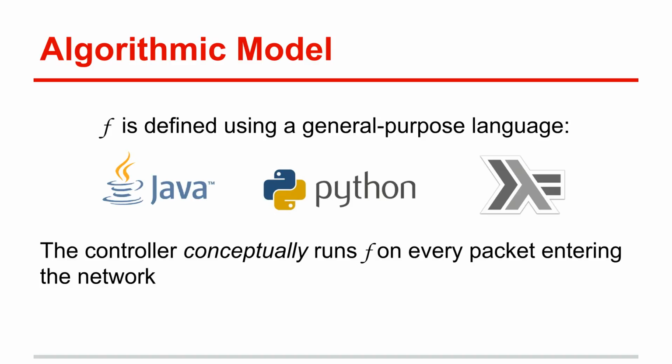The goal is to make this high-level function f be defined using a general-purpose programming language. So you could envision using Java or Python, or maybe even a functional language like Haskell. And then the controller is going to conceptually run f on every packet entering the network.